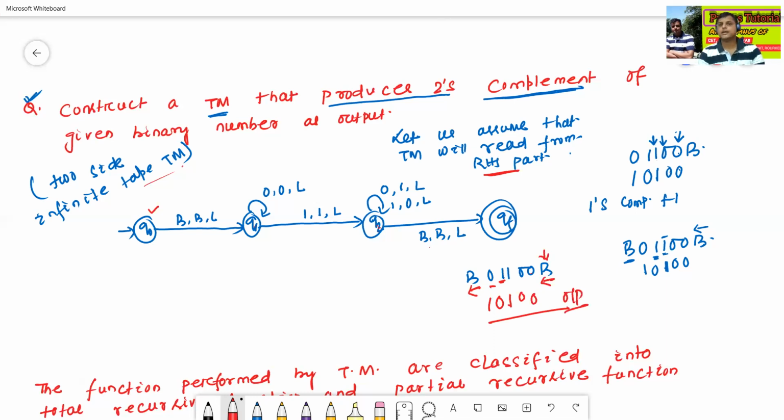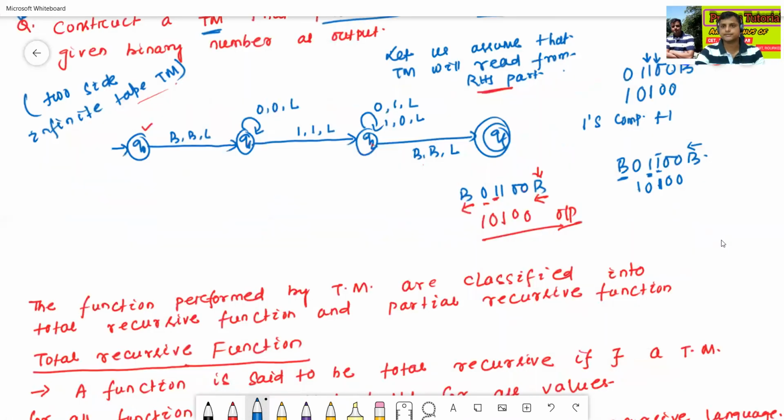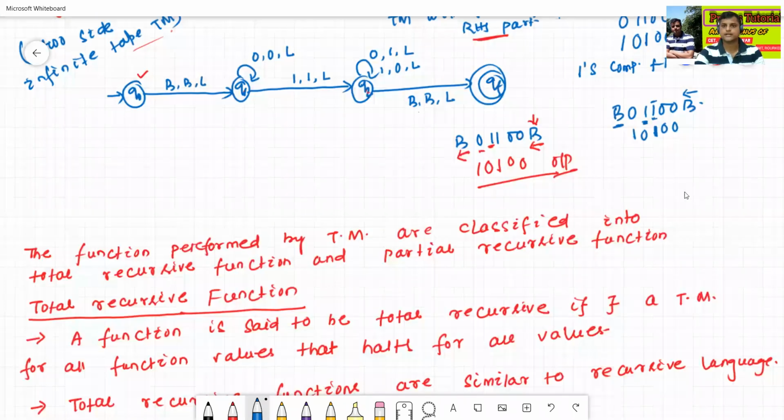So in this way, we can construct the Turing machine as a transducer, or Turing machine as an output generator. Okay, so now we'll see some important concepts about the transducer.